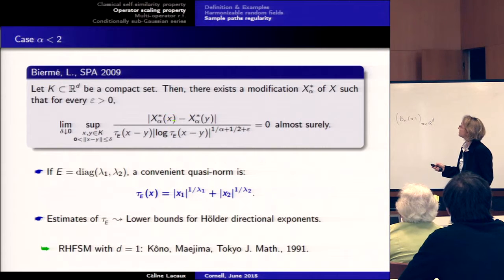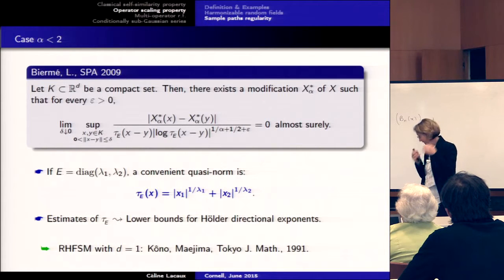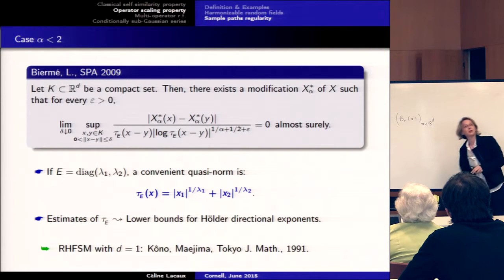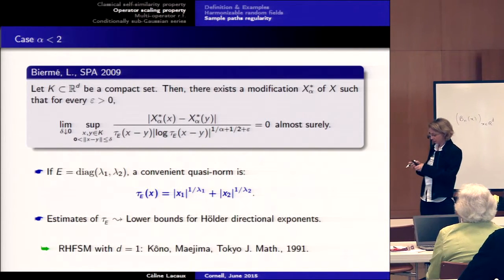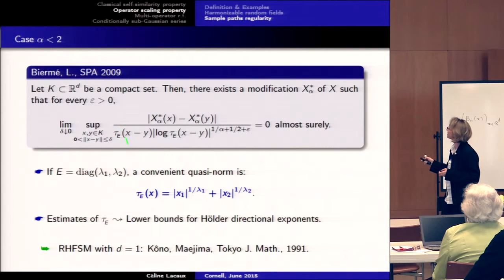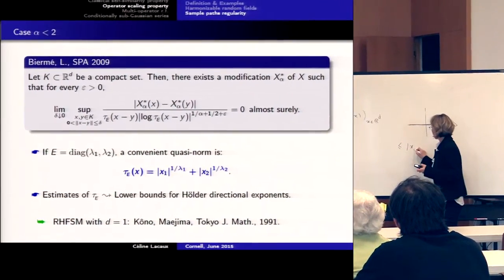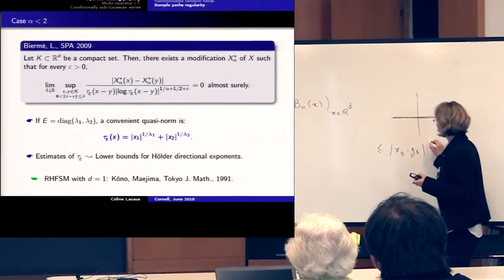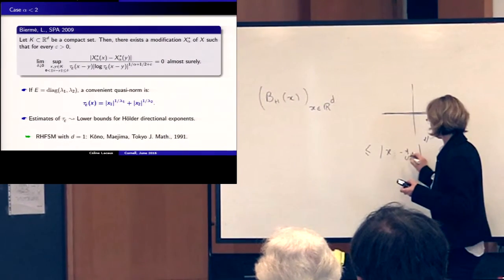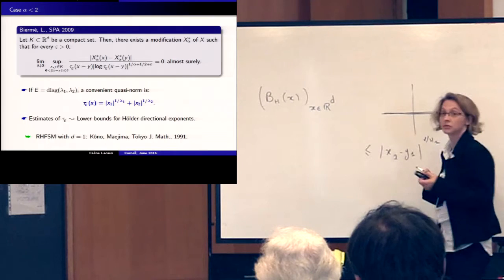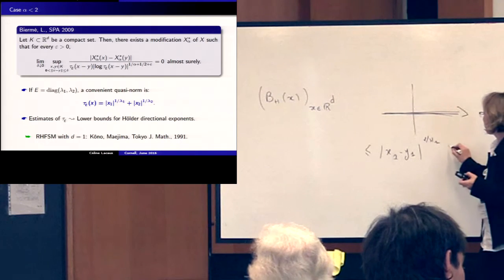And what does that mean? That means that if, for example, x minus 1 varies in this direction, I don't remember the term in English, you have a look at the denominator, and that says that it will be around the norm of x minus 1 to the power 1 over h1, up to a log term.